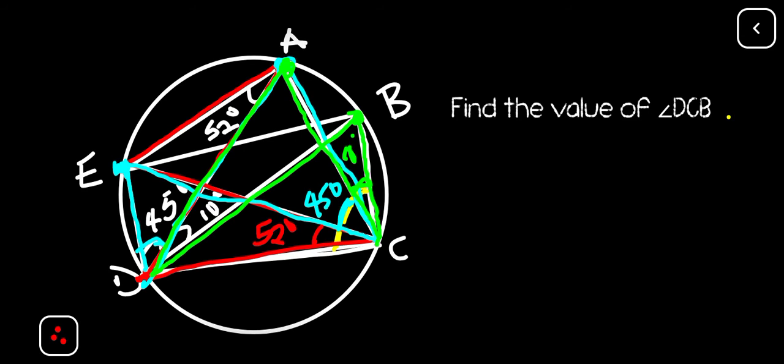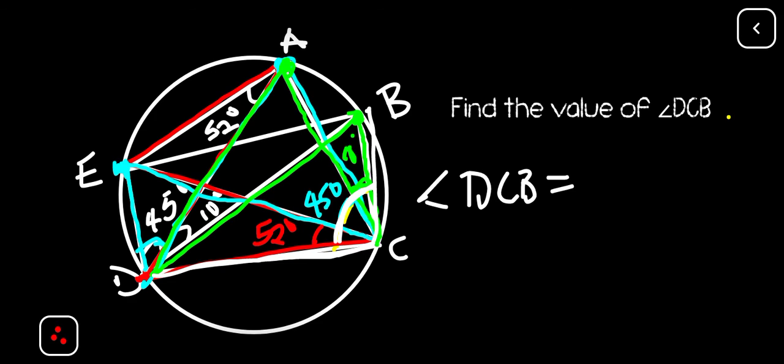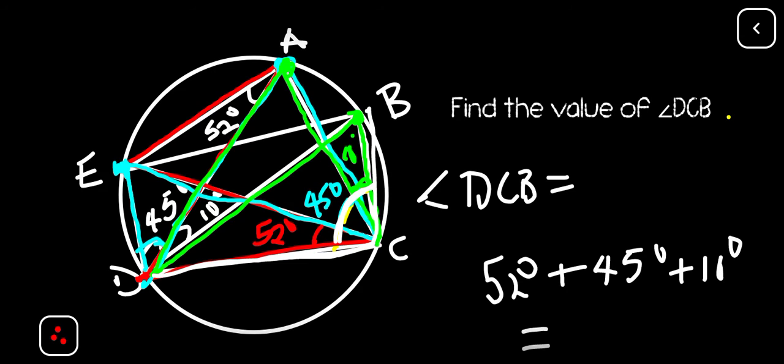So we've gotten all the angles in angle DCB. Angle DCB, which we said earlier, is this angle here to this angle here. So everything here is angle DCB, and we just found out that the sum of 52 degrees, 45 degrees, and 10 degrees gives angle DCB, which is equal to 52 degrees plus 45 degrees plus 10 degrees.